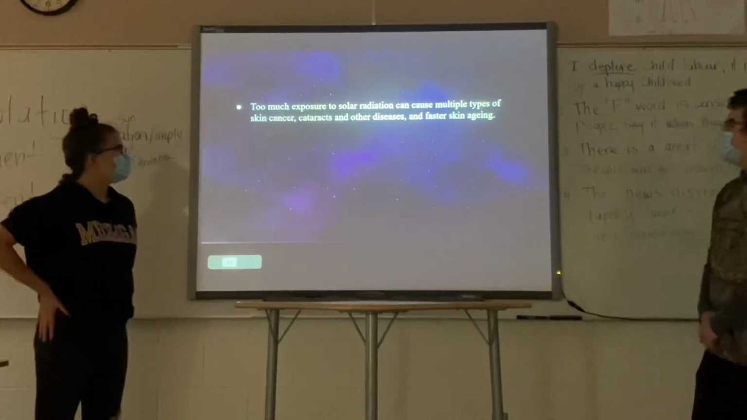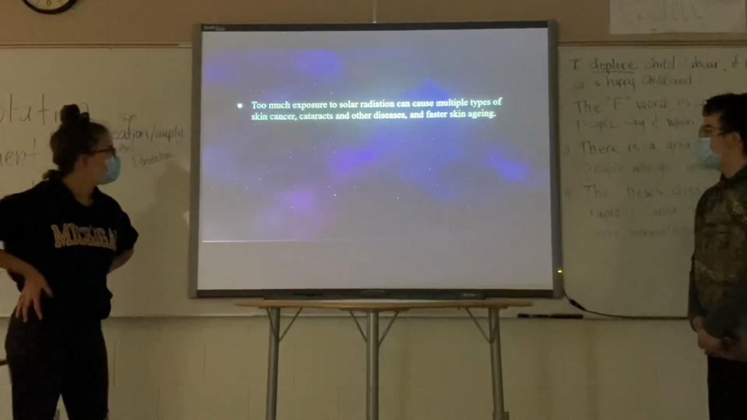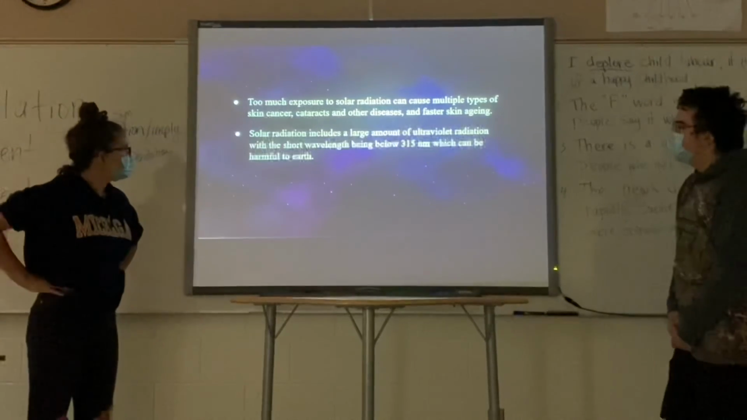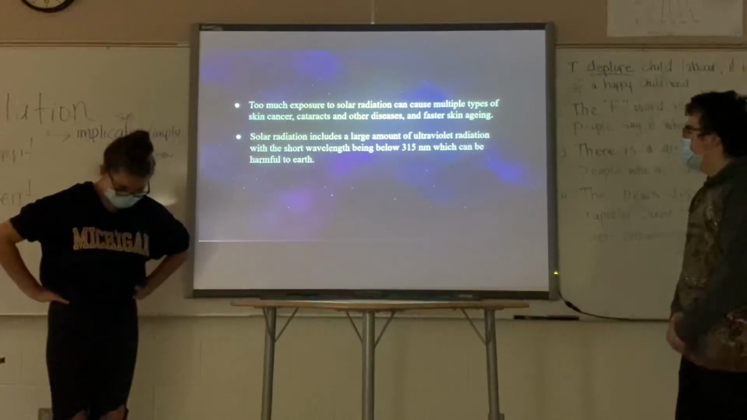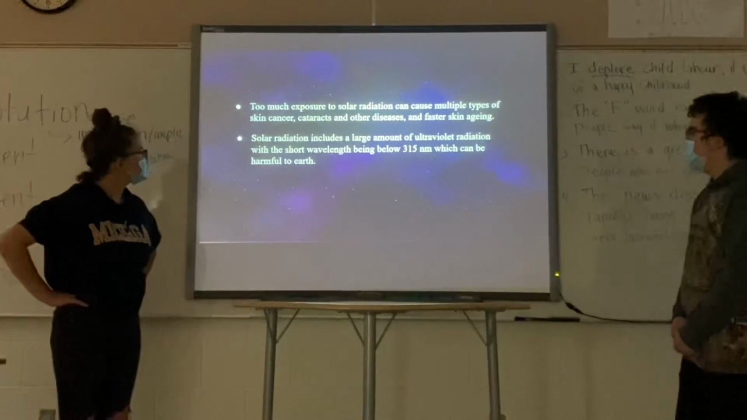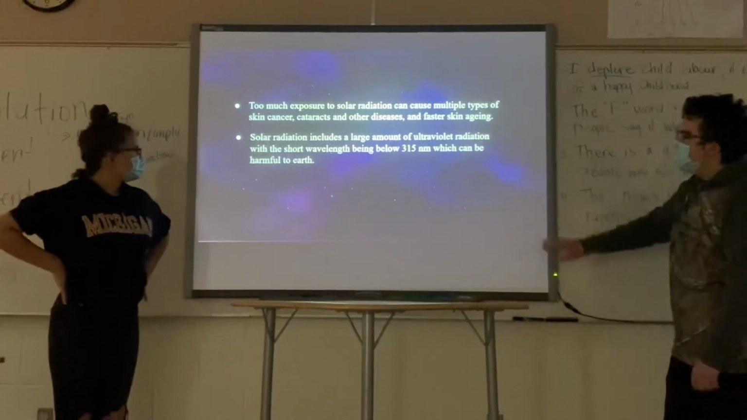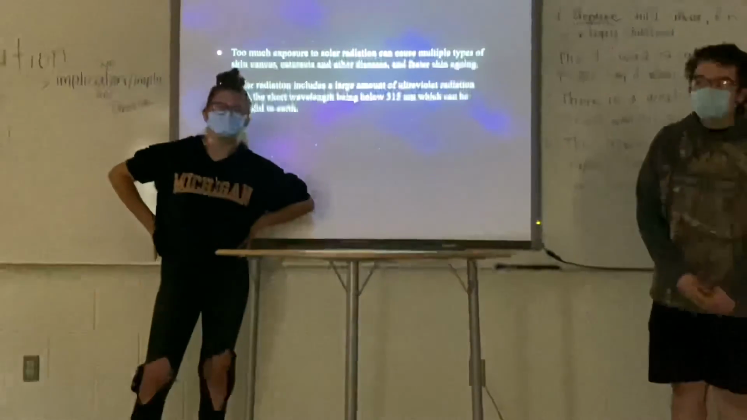Too much exposure to solar radiation can cause multiple types of skin cancer, cataracts, and other diseases, and faster skin aging. Solar radiation includes a large amount of ultraviolet radiation with a short wavelength below 315 nm, which can be harmful to Earth. That's it for the slide.